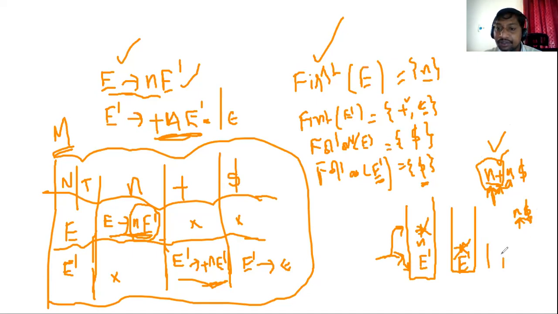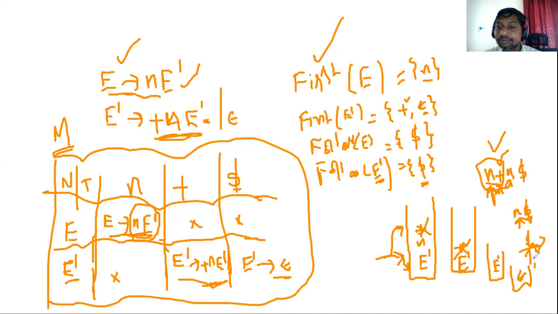After this step, we are left with E dash on top of the stack and dollar in the input buffer. Your read pointer points to dollar. Now E dash with dollar: what is that? For E dash with dollar, we have a null production rule. That means E dash must be expanded with epsilon. So after completely processing the input string, we are left with epsilon, the null string.